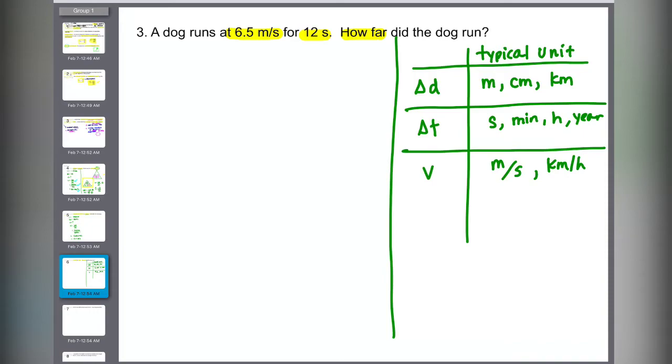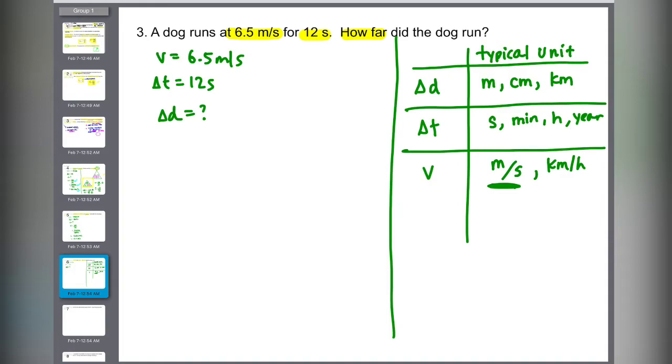So it runs for 6.5. I look at, okay, meters per second. That is my speed. So 6.5. Speed has the symbol V. And it runs for 12 seconds. Second is time. Delta T is 12 seconds. How far? So this one's asking you the distance.